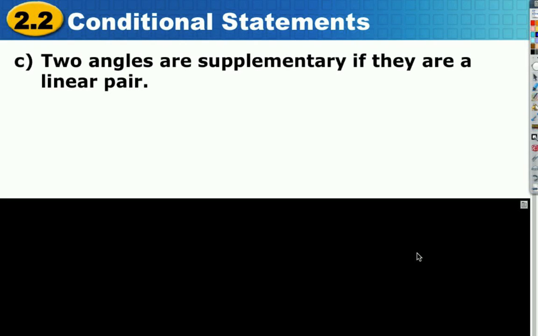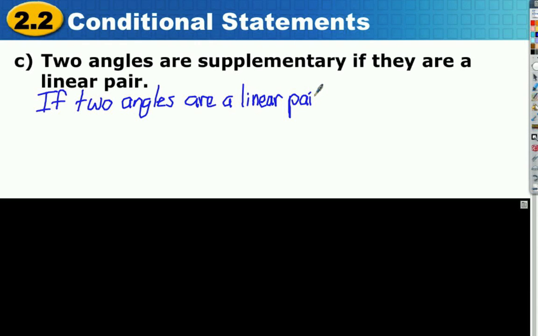What do you think, Brian? Say it one more time. If two angles are linear pairs, then they are supplementary. That's right. If two angles are a linear pair, then they are supplementary.